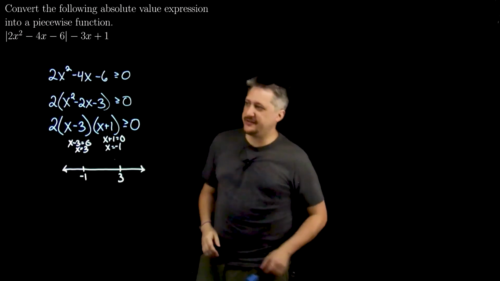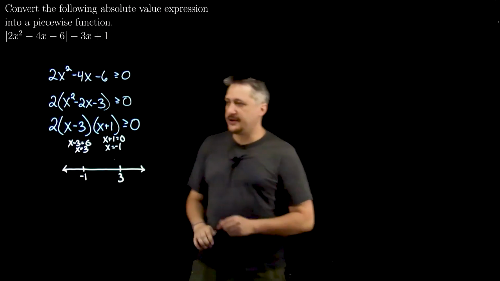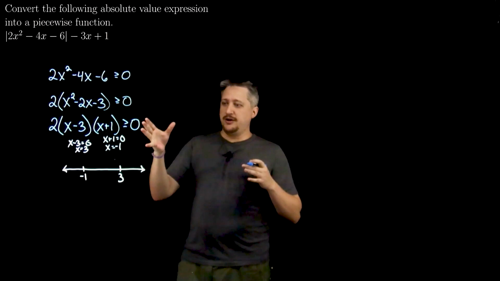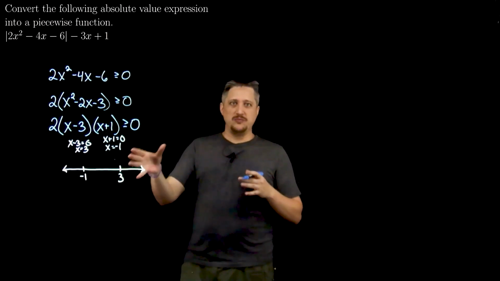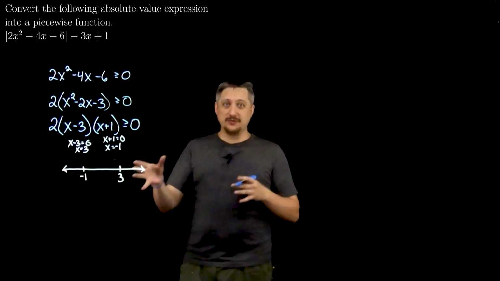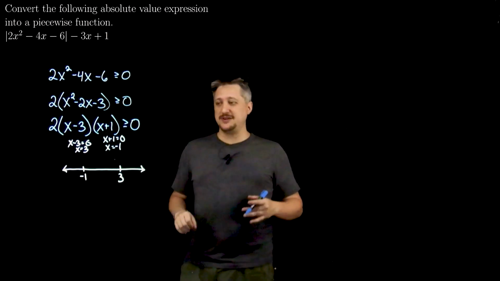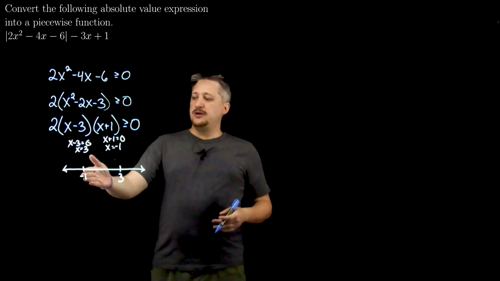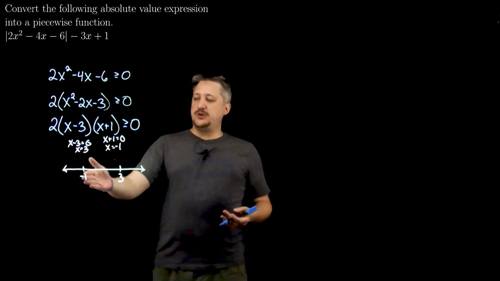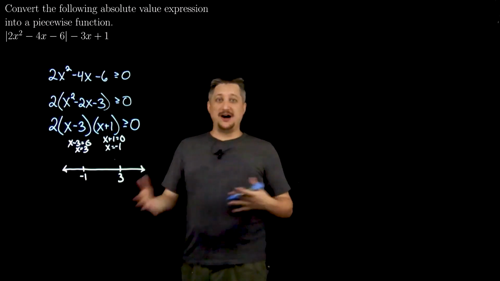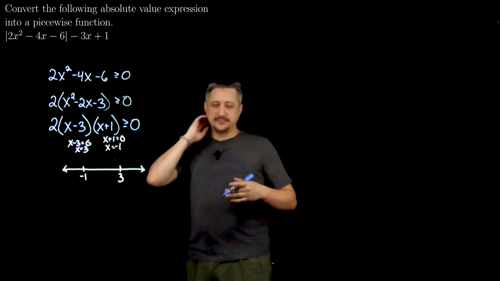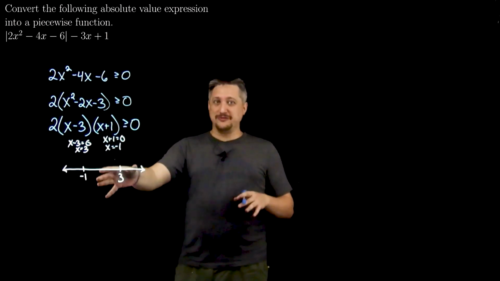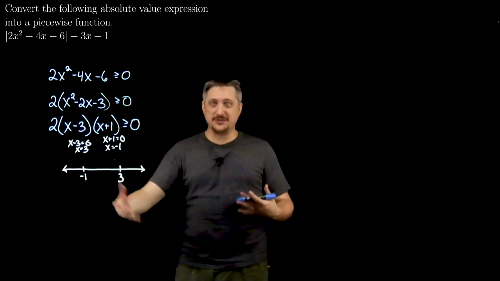Now, I want to test points to see which of these regions are positive or negative. These regions are either all positive or all negative, and that's helpful because that means I can test individual points, right? So if I want to know, between -1 and 3, is that positive or is that negative? All of the region is one or the other, so I can test a point.